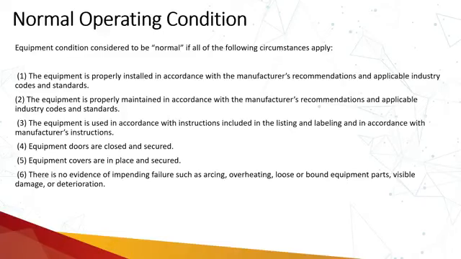So equipment is used in accordance with instructions included in the listing and the labeling. Another example could be isolators that cannot be operated on load. First I have to switch off the line, then I can operate those isolators. If I operate those isolators on live, it can cause a serious hazard. Fourth is equipment doors are closed and secure.